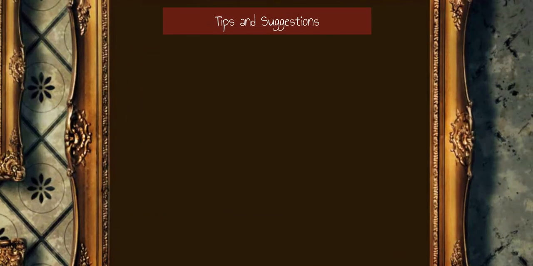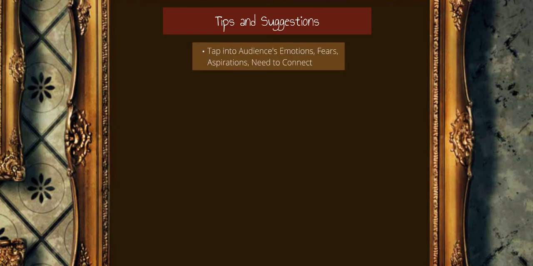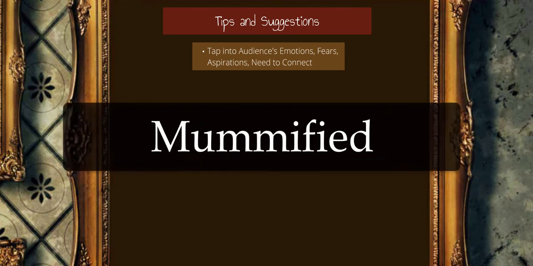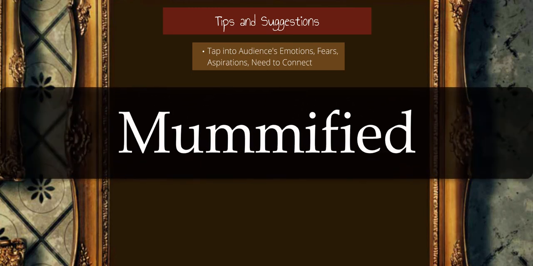Let me give you a few tips for using pathos in your writing. First, tap into your audience's emotions by thinking about their deepest fears, greatest aspirations, and people's need to connect. By knowing your audience this intimately, then you can consider specific anecdotes, your tone and attitude in your writing, or the use of humor or descriptive language. A single word like mummified can elicit fears of death.